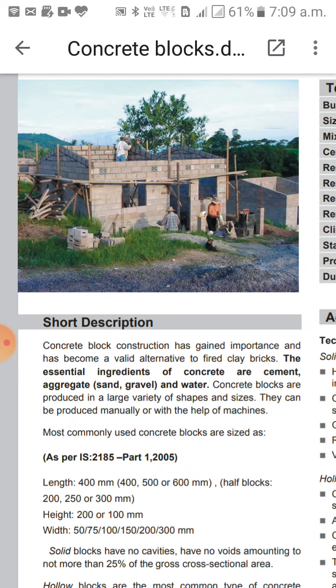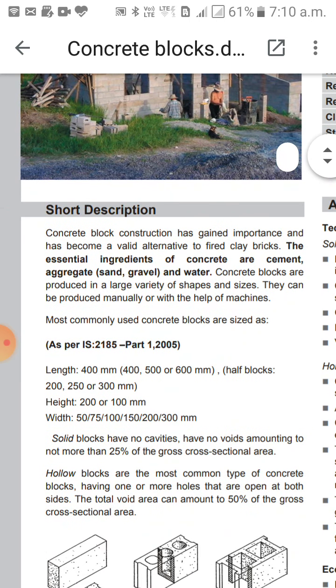Concrete blocks can be produced in a large variety of shapes and sizes. They can be produced manually or with the help of machines. For concrete blocks, you have to follow IS 2185 Part 1 2005. IS means Indian Standards. That is the code book we will follow for concrete blocks.